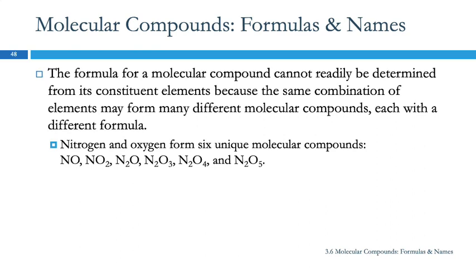And in addition to that, you can have the same two elements, and they can combine in lots of different ways. There are actually 6 different molecular compounds that form between nitrogen and oxygen. And so each of these needs to have a unique name and a name that describes the formula.